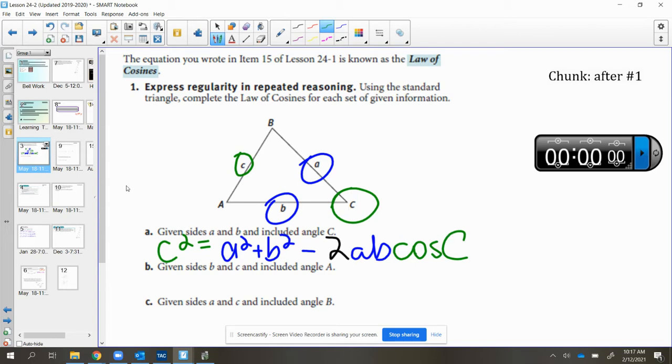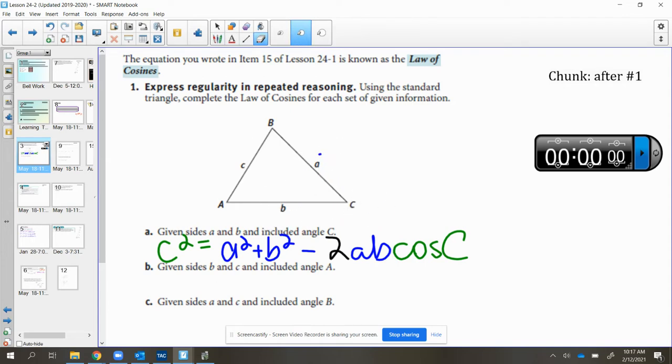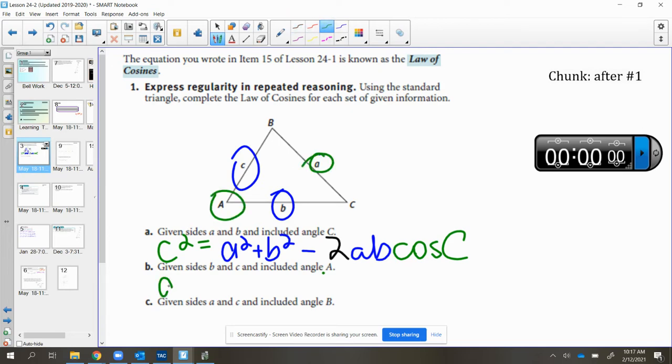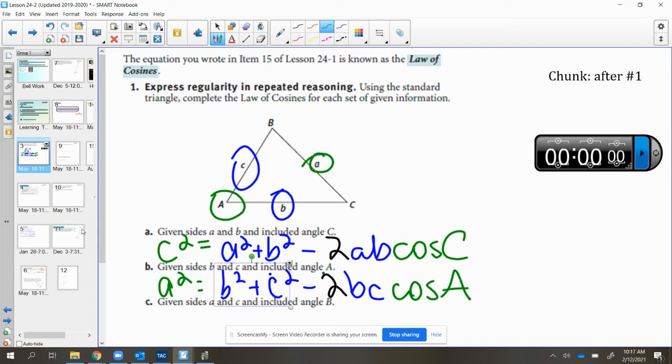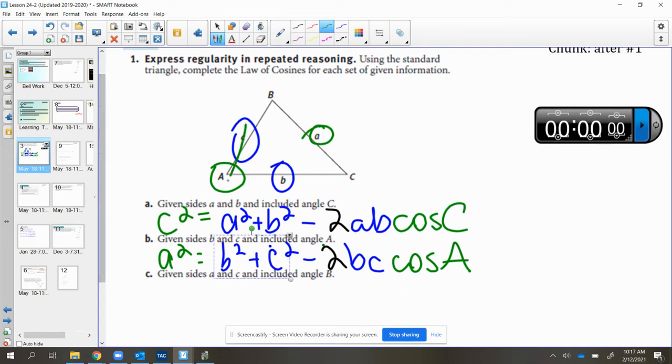Notice each time we write this, it's all going to be dependent upon which sides we're given. If we're given b and c and we're looking for a, and we're given big angle A, it would be a squared by itself, and then b squared plus c squared, minus 2 times b times c, and then we would multiply by the cosine of the given angle A.